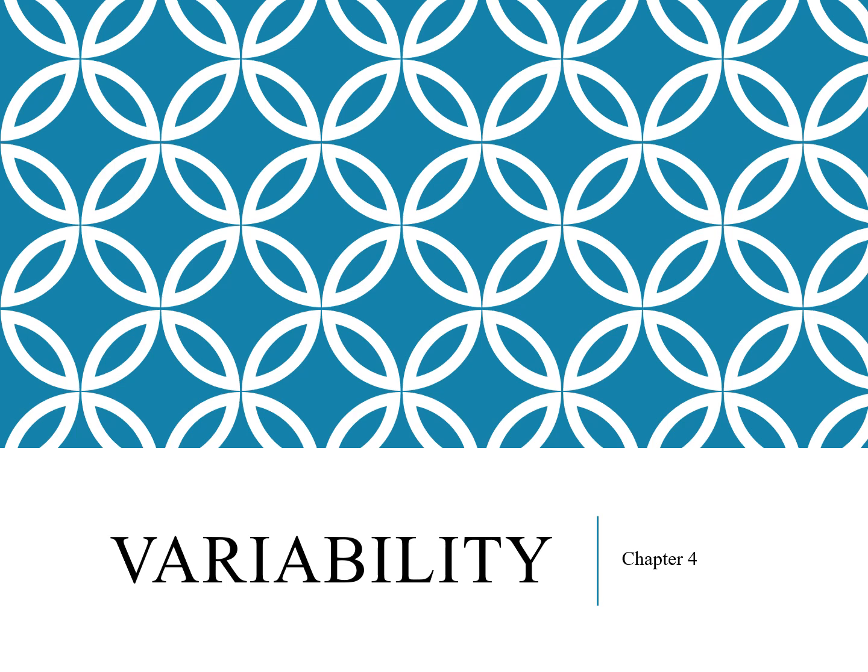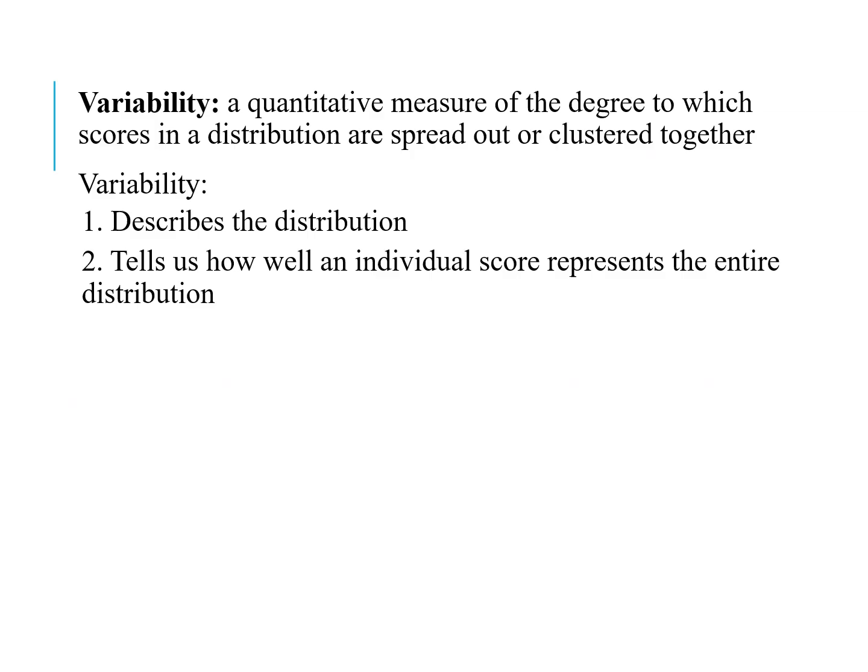Welcome to the Chapter 4 lecture on variability. Variability is a quantitative measure, meaning it's numerical, of the degree to which scores in a distribution are spread out or clustered together. And variability really serves two purposes. First, it describes the distribution of scores. Second, it tells us how well an individual score represents the entire distribution.